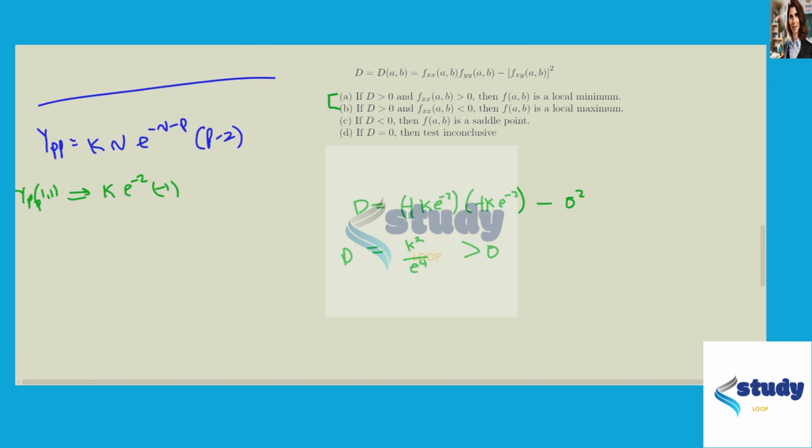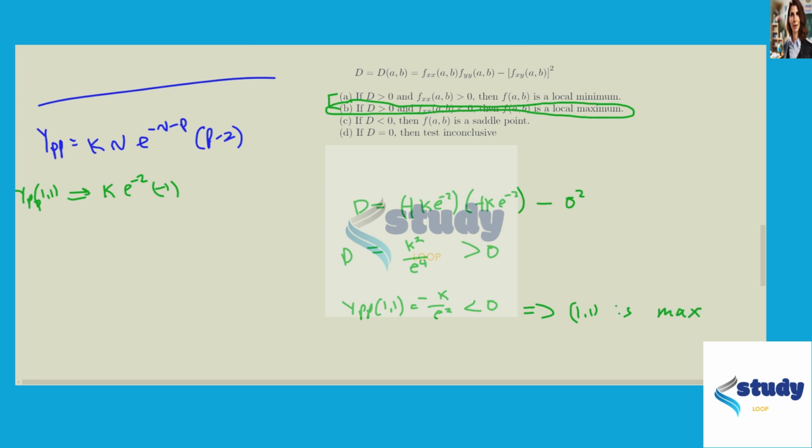And then it says we need to check one of the second partials to see if it is positive or negative. So over here, if we check ypp at 1, 1, this is going to be negative k over e squared, which is less than 0. So then notice that this is going to be case B. So then this implies 1, 1 is a max.